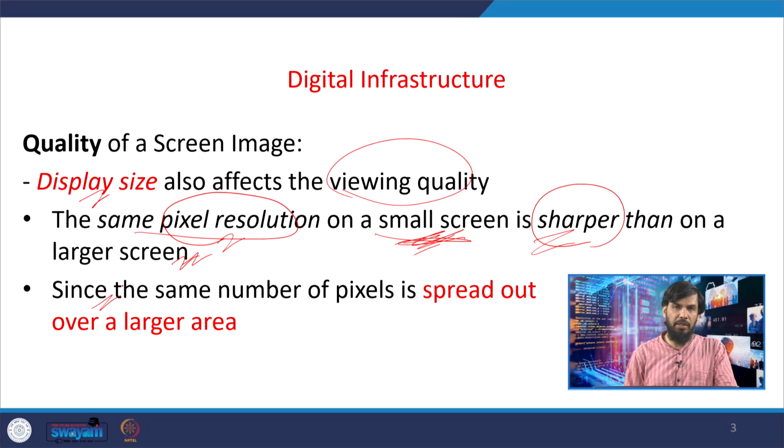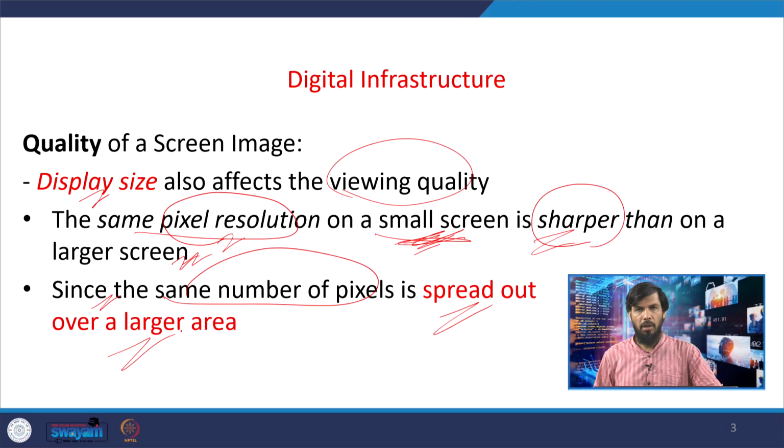So, why is this happening? The same number of pixels is being spread out over a large area. Therefore, on a larger screen it will be slightly less sharp, right.